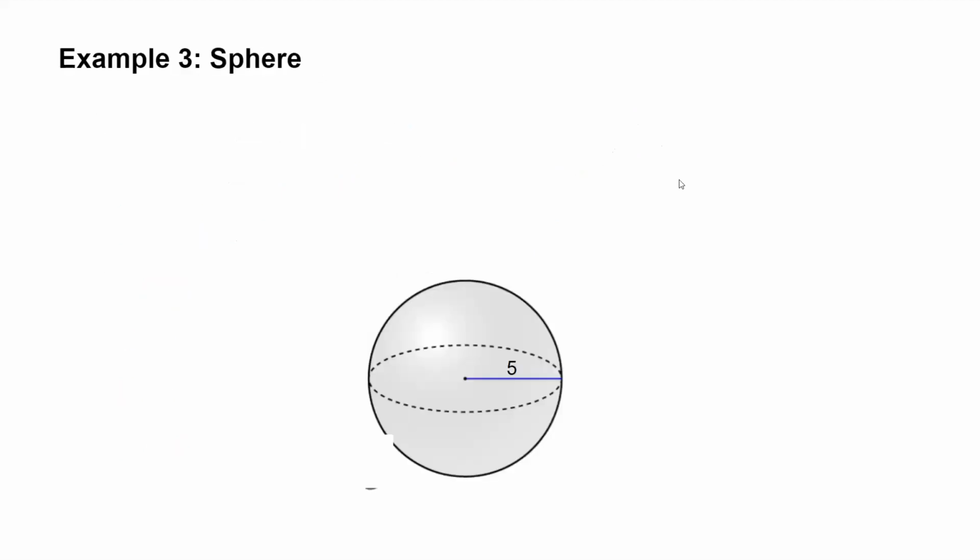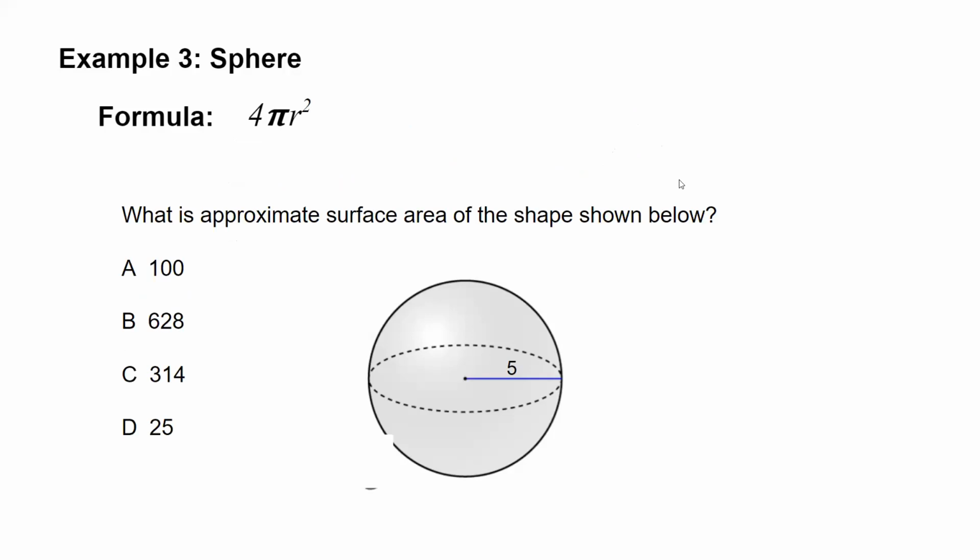Example 3, we have a sphere here. There's our formula. It's actually pretty simple. What is the approximate surface area of the shape shown below? Our formula says we're going to multiply 4 times pi times r squared.